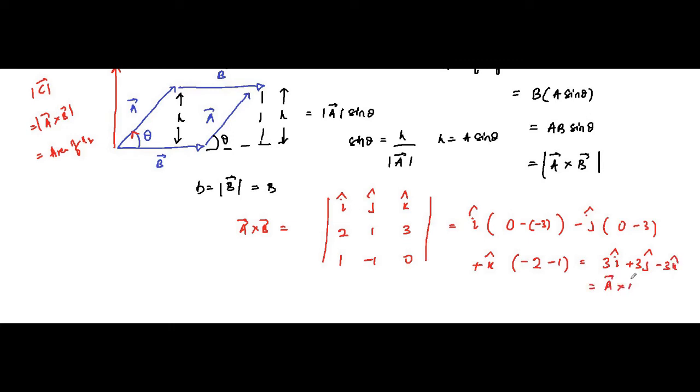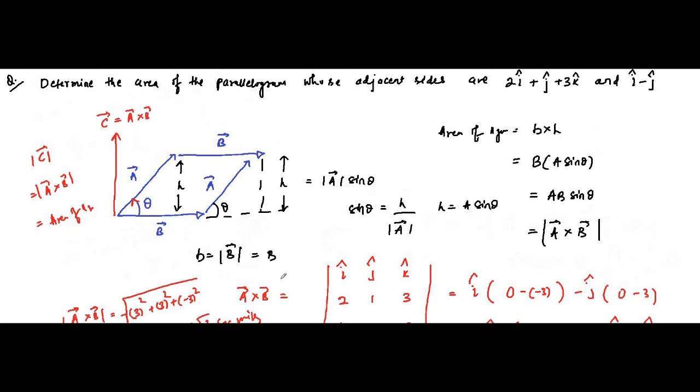Now the magnitude of a vector cross b vector is equal to the square root of 3 square plus 3 square plus (minus 3) square, which is root 27, equal to 3 root 3 square units. This is the answer, this is the result. So, a basic application of the cross product.